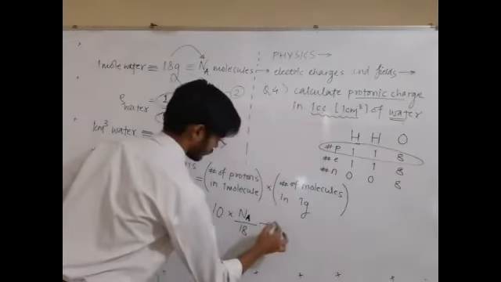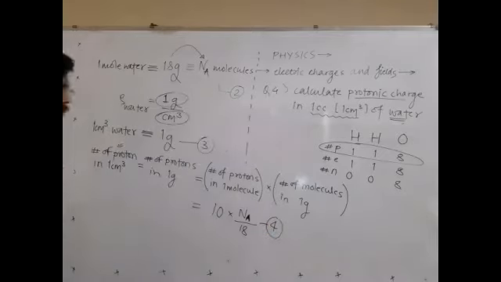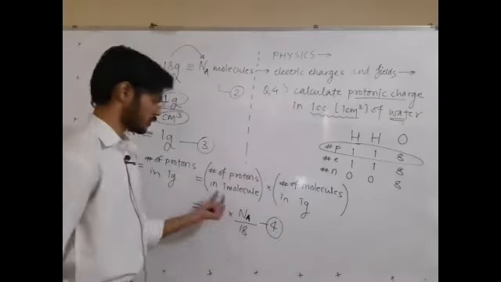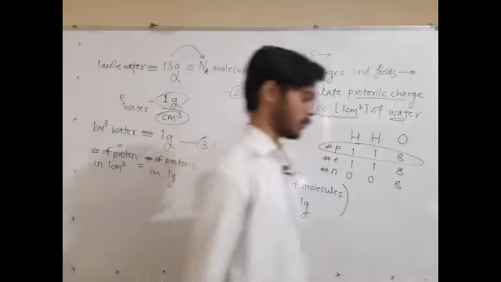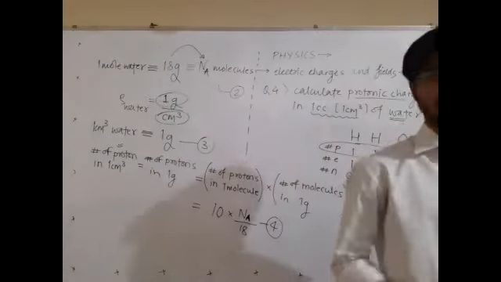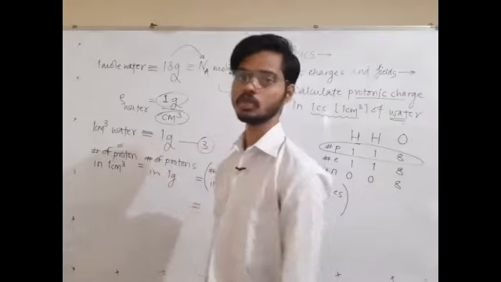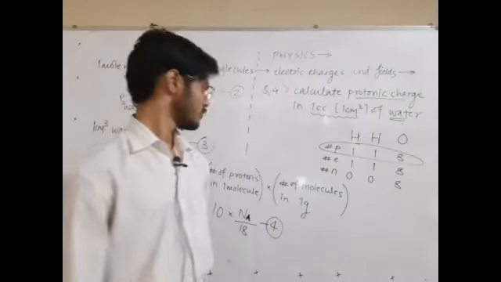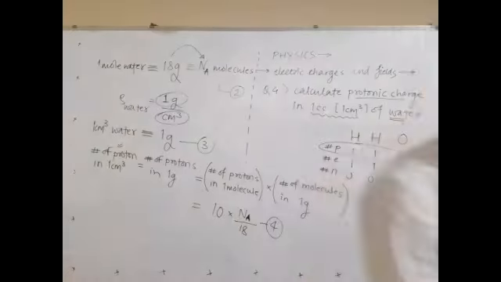Call this equation number 4. Do not do this calculation in between. Calculations are to be done at the final step. Intermediate calculations should not be done during MCQs because those are not asked. Calculate only what is asked.